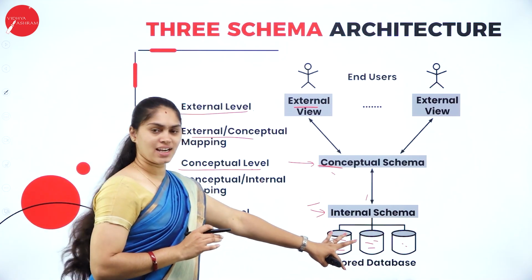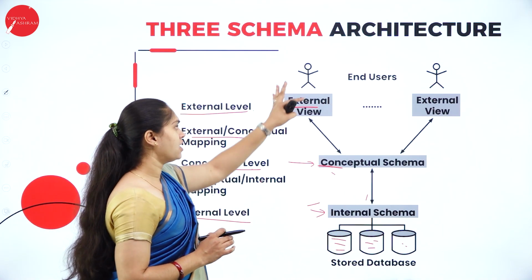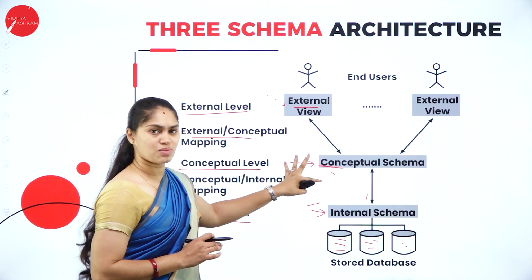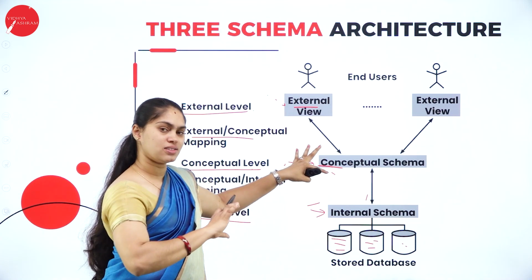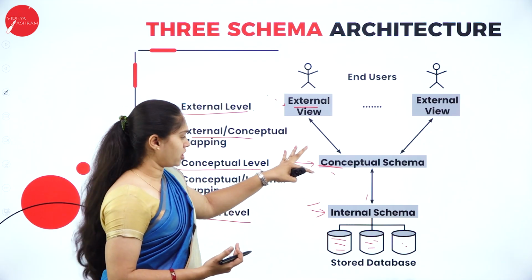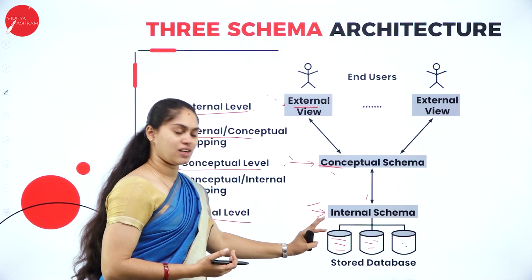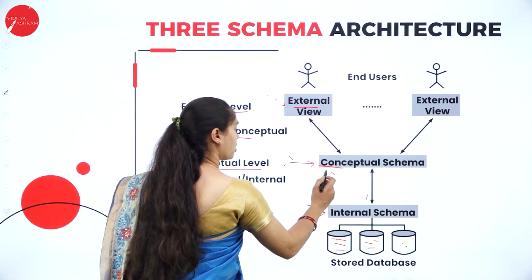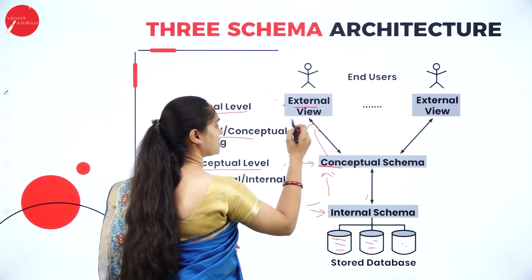Fine. Actual data we have, I want to access it. The end user needs to access the content. By making use of the conceptual schema, the interpretation of the request is going to be done, and again it will reach the internal schema. It will fetch the content. Again it moves back to the conceptual schema. It reaches the external view.